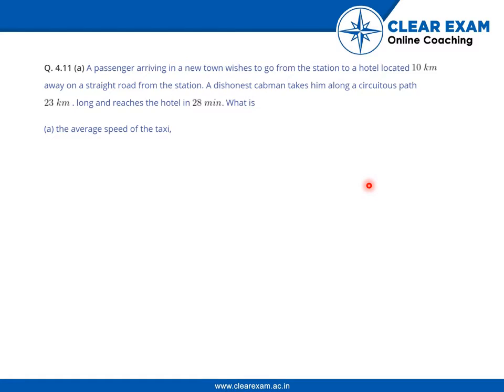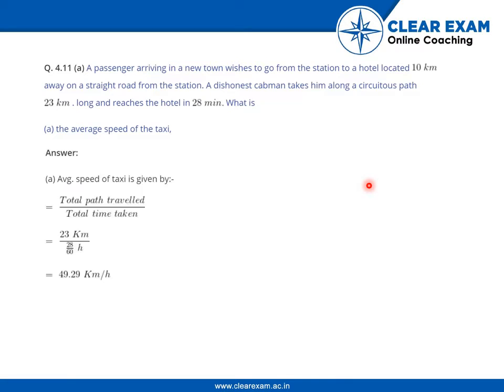A passenger arriving in a new town wishes to go from the station to a hotel located 10 kilometers away on a straight road from the station. A dishonest cabman takes him along a circuitous path 23 kilometers long and reaches the hotel in 28 minutes. What is the average speed of the taxi?